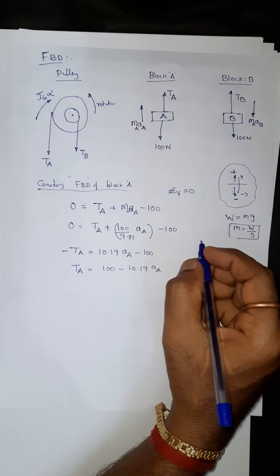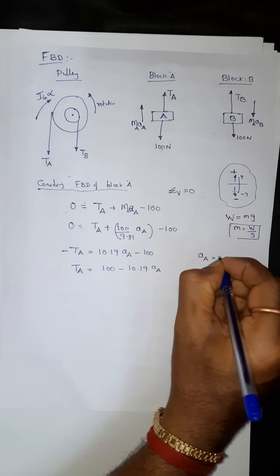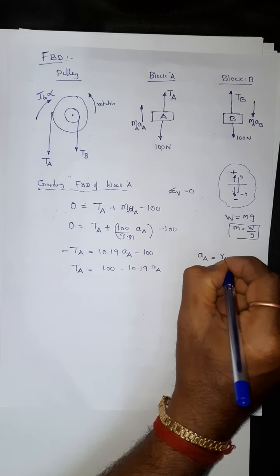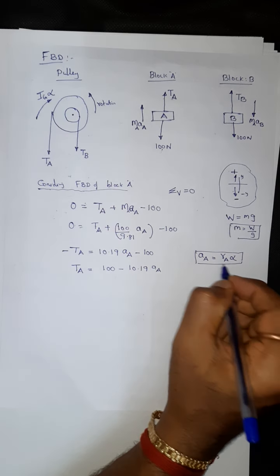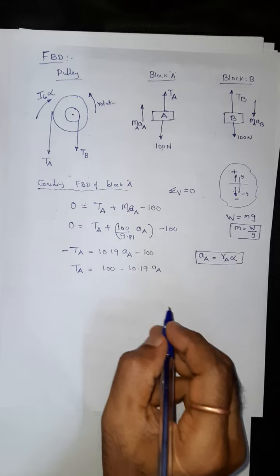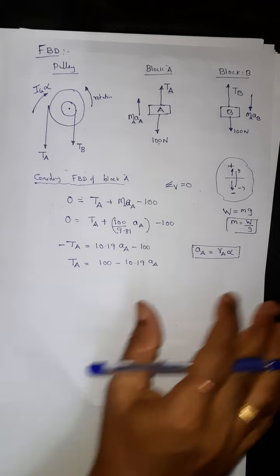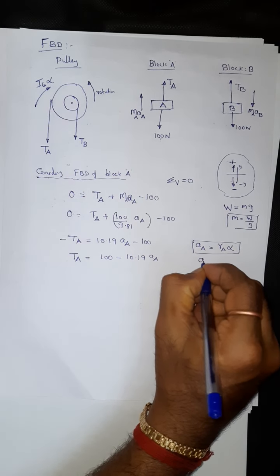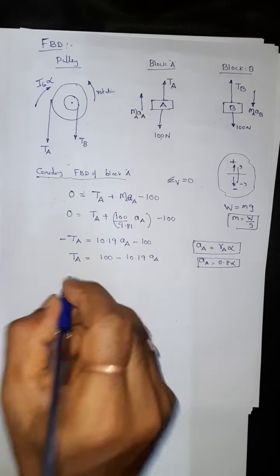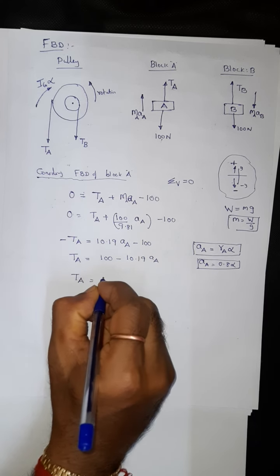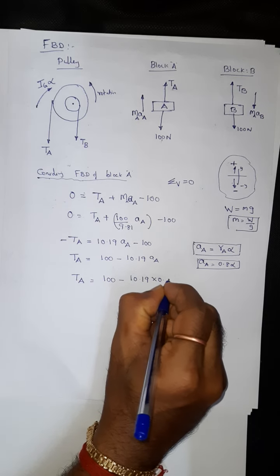As you know the relation between the linear and the angular motion, A equals RA into alpha, isn't it? RA is the radius of the pulley A, which is 0.8 meters, right? So A equals 0.8 into alpha. Let me substitute this here. So TA equals 100 minus 10.19 into 0.8 alpha.